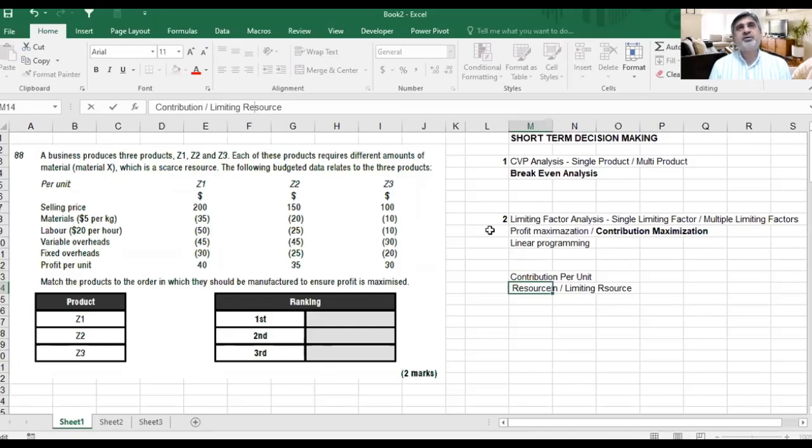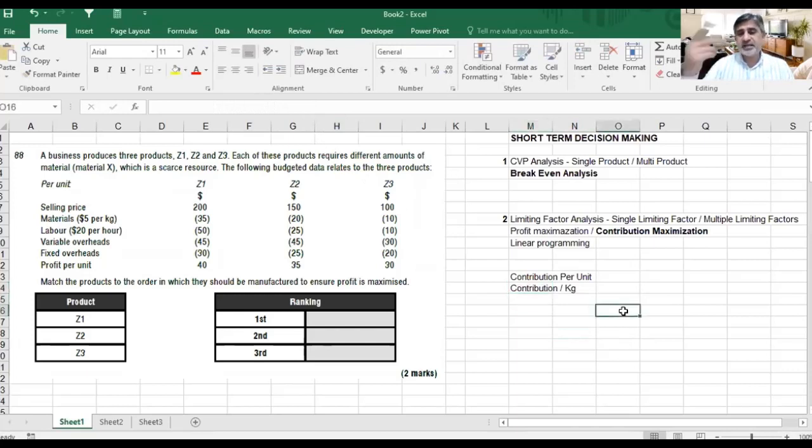In our case, the limiting resource is material X, which is given in terms of kilograms. So I should be talking about contribution per kilogram. So in this case, for example, contribution per kg. These are two different things. Always remember, because it is possible. Let's suppose I give a very short example to you. I gave that in one of the lecture videos as well.